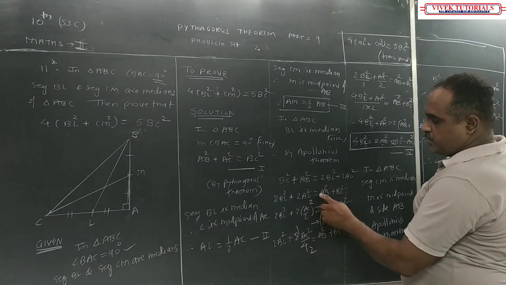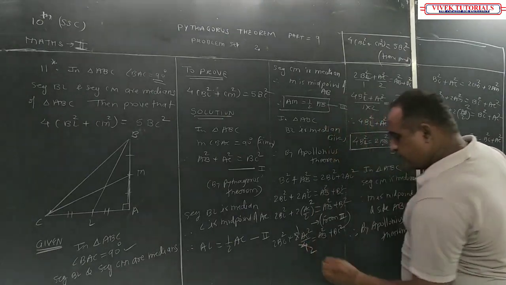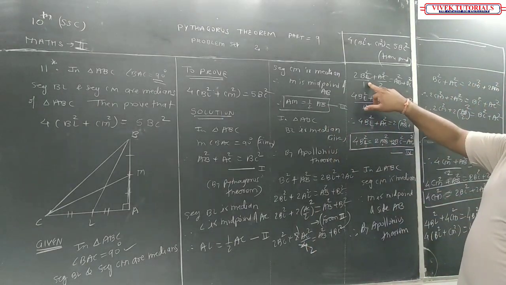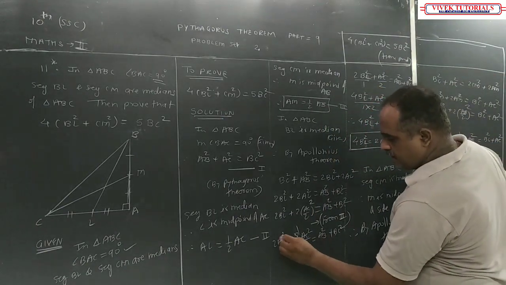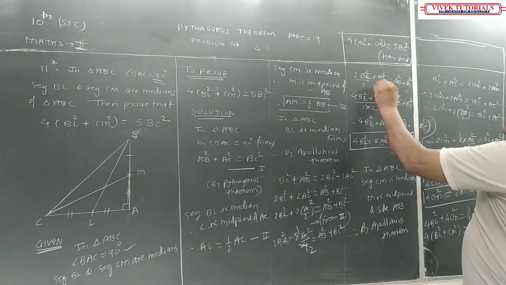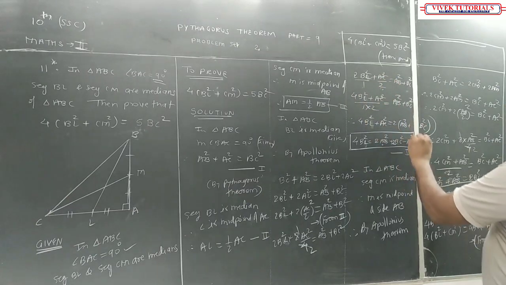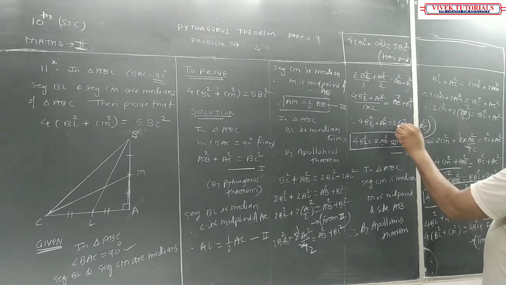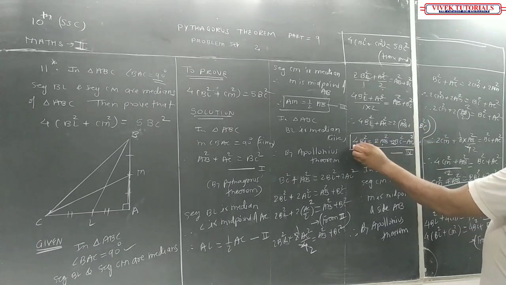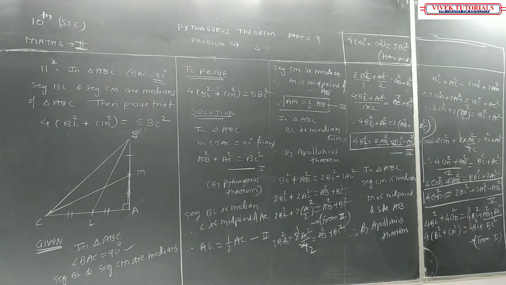But the square of AC by 2 will be AC square by 4. So what is there with you? BL square, but the denominator is 1, now you have to cross multiply: 4BL square plus AC square is equal to 2 in bracket AB square plus BC square. Transferring AC square, 4BL square is equal to 2AB square plus 2BC square minus AC square.